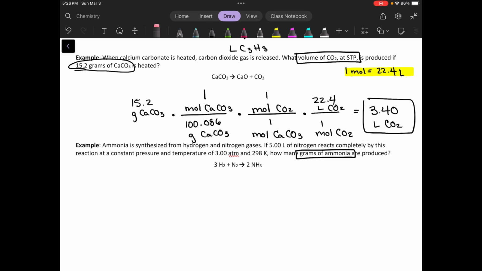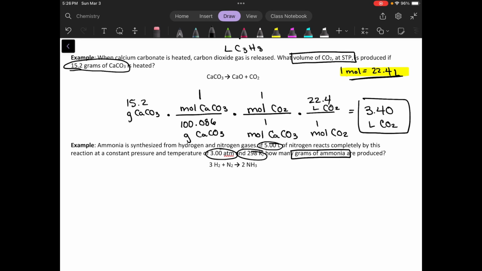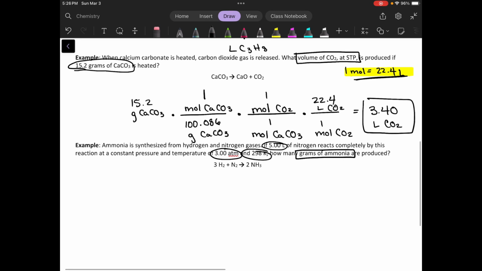Okay, and they're giving me a lot of information here. So they're not just giving me 5 liters. They're also giving me a pressure and a temperature. So this is not at our standard temperature and pressure, so we can't use this conversion. Instead, we're going to have to use the ideal gas law. So this is what it's going to look like. So a good clue that you're going to use the ideal gas law is that they give you a lot of different information.